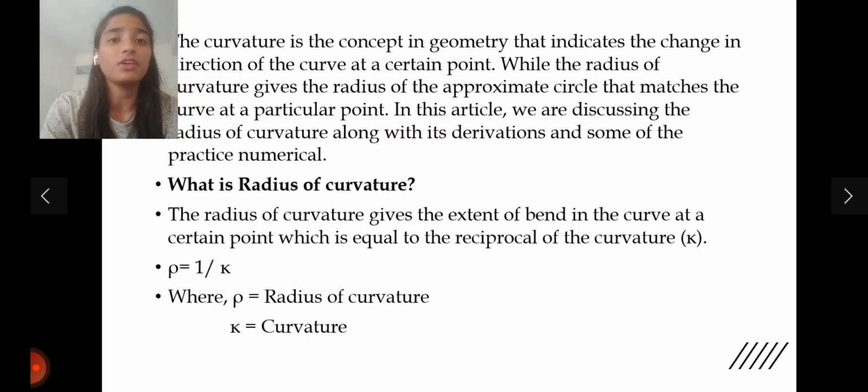What is radius of curvature? The radius of curvature gives the extent of bend in the curve at a certain point, which is equal to the reciprocal of curvature k. Rho is equal to 1 by k, where rho is the radius of curvature and k is the curvature.